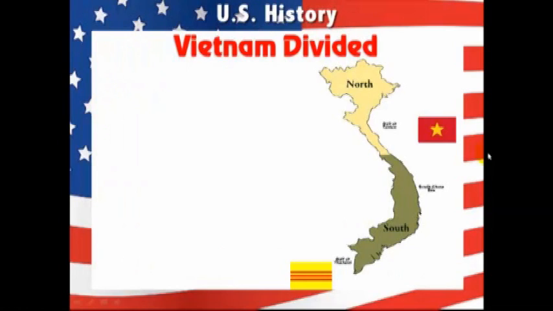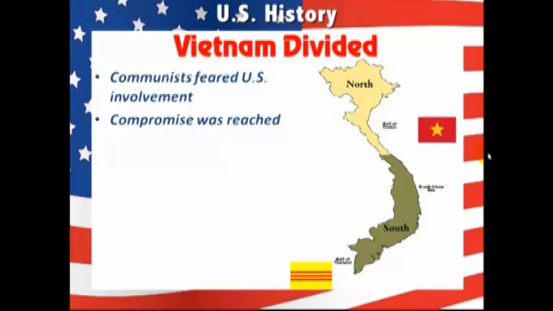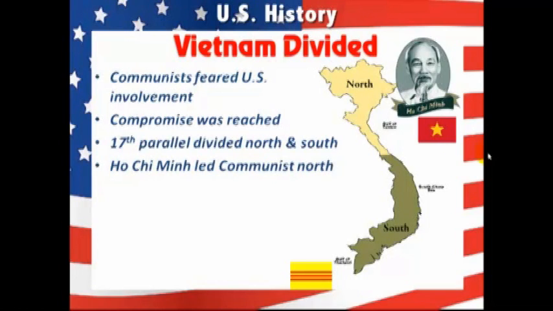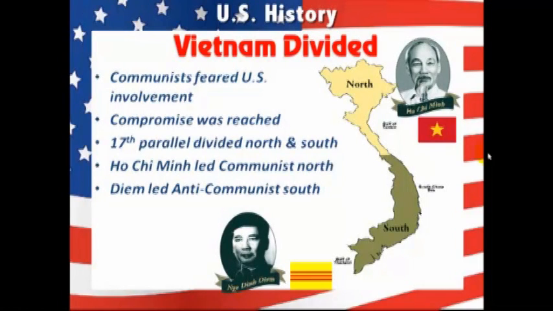After the French surrender, Vietnam was divided by a political agreement into North and South at the 17th parallel. The communists feared U.S. involvement, and this compromise of dividing the country was reached, with, like I mentioned, the 17th parallel being the dividing line, North and South. Ho Chi Minh led the communist North, while Ngo Dinh Diem led the anti-communist South.